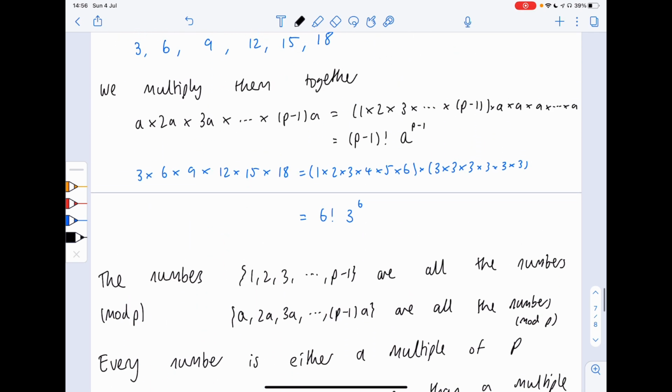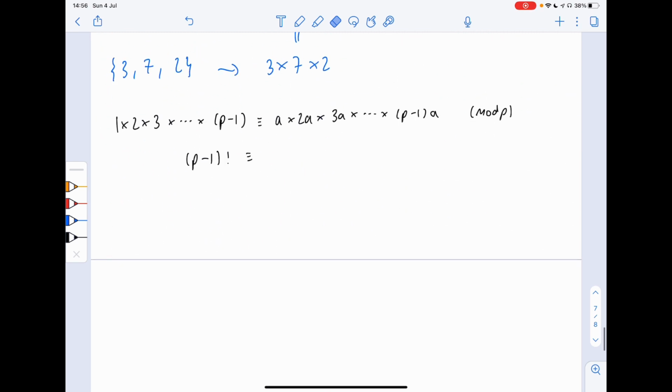And then the right-hand side is what we worked out earlier, right? It's up here: p minus 1 factorial times a to the p minus 1. So we've got p minus 1 factorial times a to the p minus 1. These are the same. And then what we can do is kind of like cancellation. We can divide both sides by p minus 1 factorial, kind of. So we get 1 is congruent to a to the p minus 1 mod p, which is exactly what we're trying to prove.